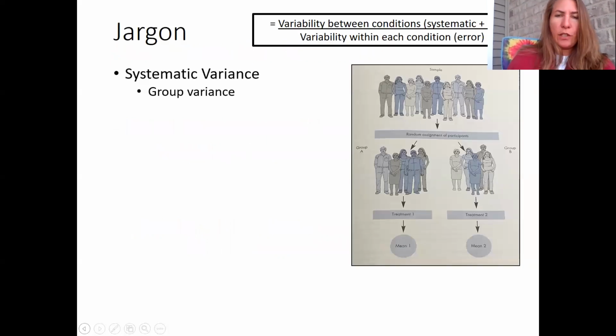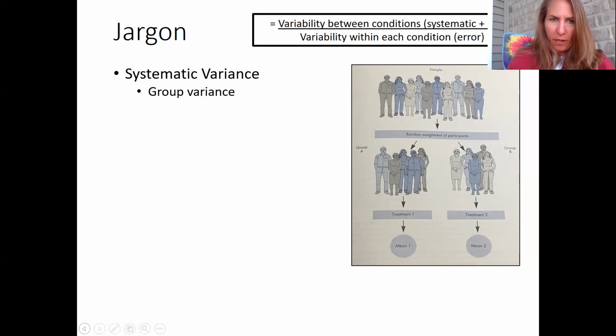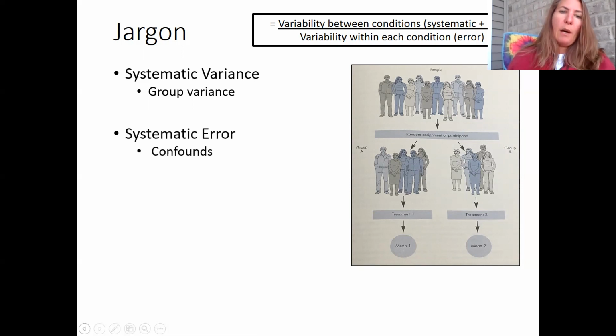Okay, so just to give you some information about this jargon, whenever we are talking about systematic variance, we are talking about the variance within each individual group. Systematic error is included in this. So when we see this equation up here, we have systematic plus error up here. Systematic is also representing systematic error. Systematic error is what is happening because of confounds. These are things that we know are affecting the data. This is systematic error, which is also included in the numerator.